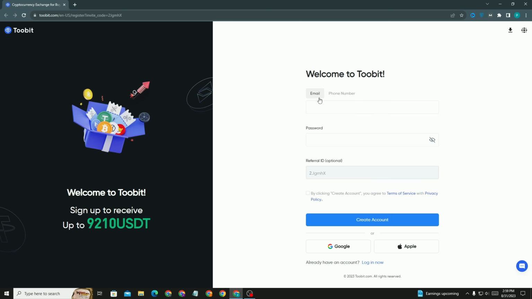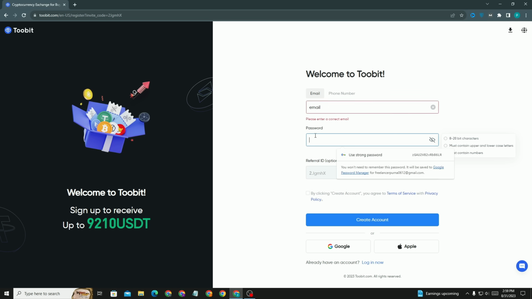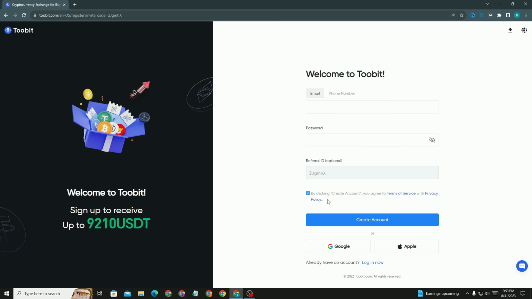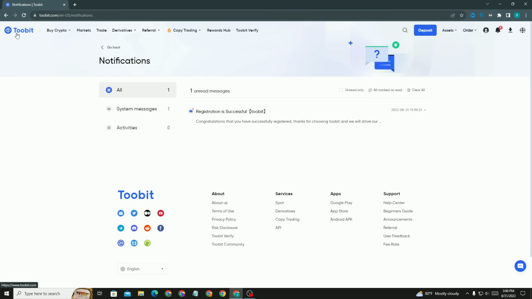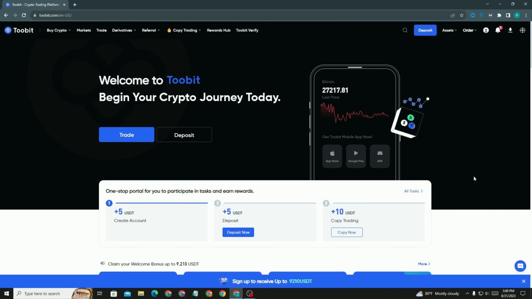Now, let's move on to signing up the Toobit account. First of all, you need to enter your email, then your password, and here you can see the referral link. It is already attached here. If you follow the referral link, you can see this kind of interface. After entering the email and password, simply tap on continue. Then you will be able to see this kind of interface here in the Toobit platform.